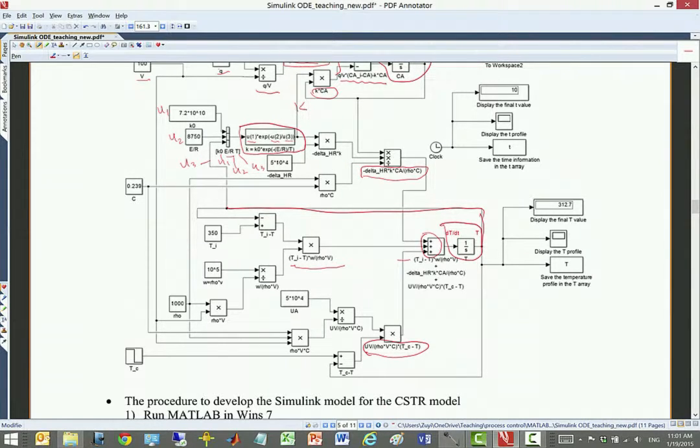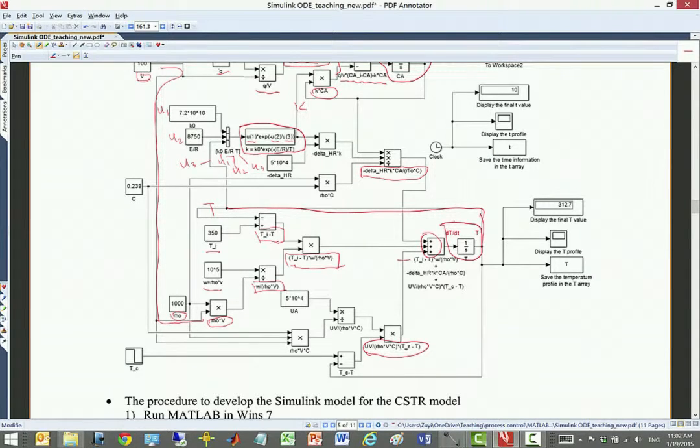For each term we could further decompose them. For example, Ti minus T here can be represented by the product of Ti minus T times W over rho times V. This term equals Ti minus T, this T, and then this term equals W, divided by rho times V. Rho times V equals rho, and this is the V. You can see V here, all the way down.